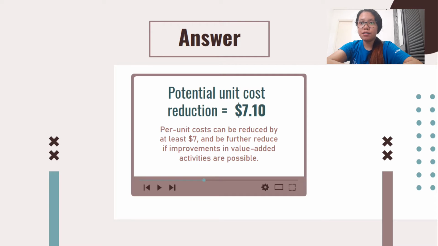The estimated cost reduction made by the controller was on target. Per unit cost can be reduced by at least $7 and be further reduced if improvements in value-added activities are possible.